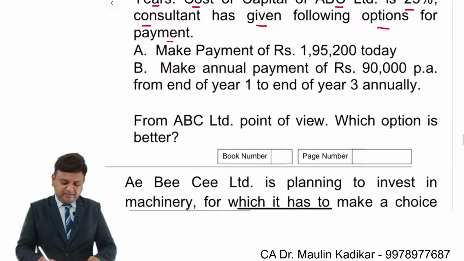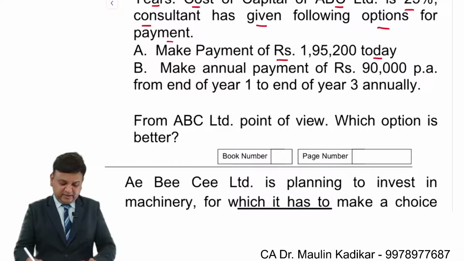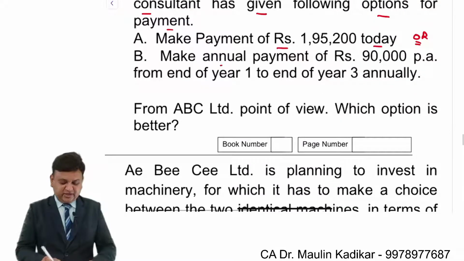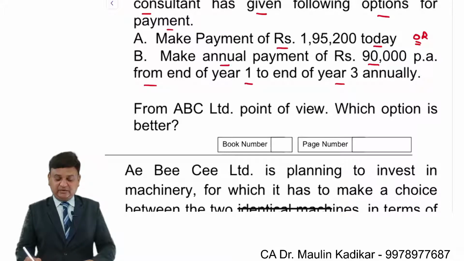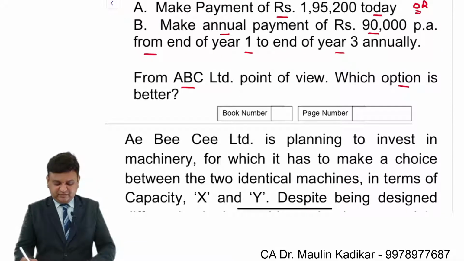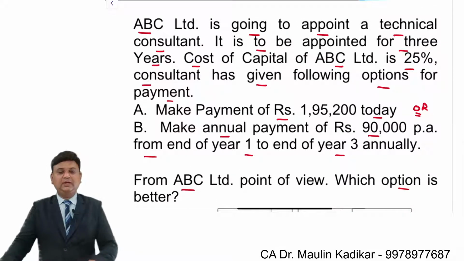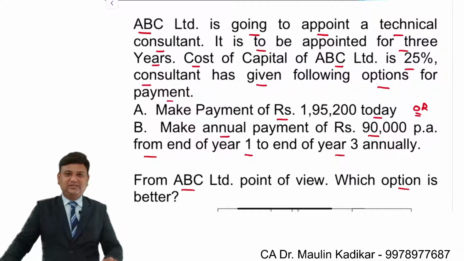A. Make payment of rupees 1,95,200 today. Or B. Make annual payment of rupees 90,000 per annum from end of year 1 to end of year 3 annually. From ABC Limited point of view, which option is better? That is the question. I want you to tell me the answer of the question.